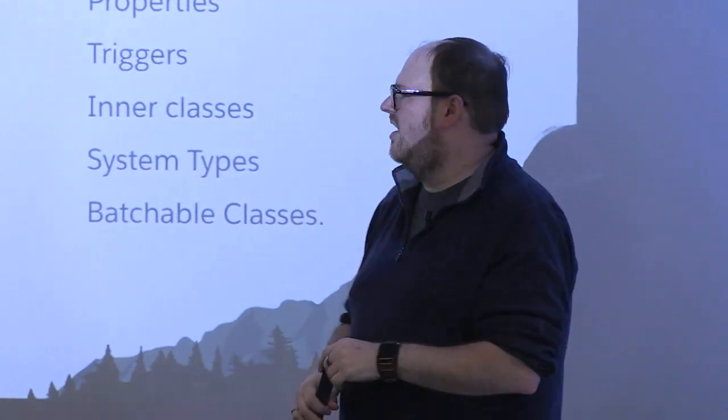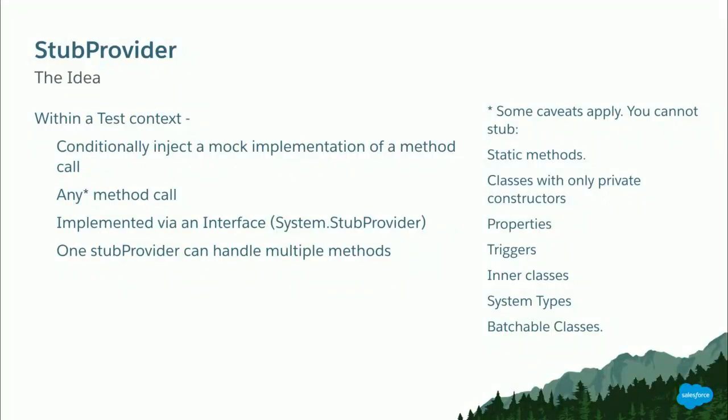The idea of using a stub is to conditionally inject a mock. We already talked about what a mock is. It's a fake object. We're going to conditionally insert a mock of a method. Okay, not an object, a method. And often this is referred to as stubbing a method. We're going to do this to just about any method call. Now there are some caveats. Those are listed on the right side there. You can't do static methods because of how stubs work. We'll get into that in just a second. You can't do classes with only private constructors, again, because of how they work. Properties, triggers, inner classes, system types, and batchable classes. Okay, and that seems like an awful lot, but when was the last time you really needed a fake integer?